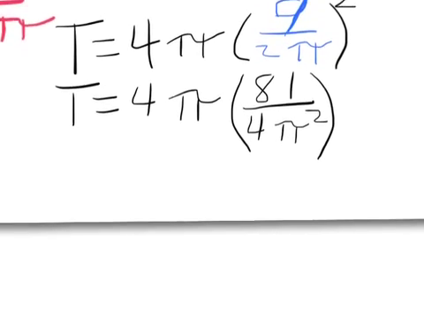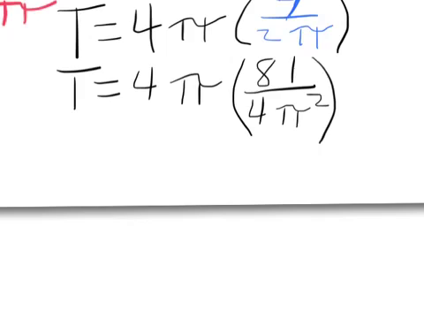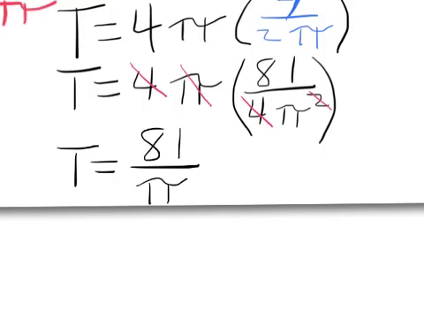Okay, well, now we're ready to start doing some canceling, because see, I have a pi up here and I have a pi squared on the bottom, so I could take away one of those pi's. And I have a 4 up here and I have a 4 on the bottom, so I could take away one of those 4's. This leaves me with just an 81 divided by pi. And that's pretty much the exact answer. That's as exact as we can get. So we would say 81 over pi inches squared.